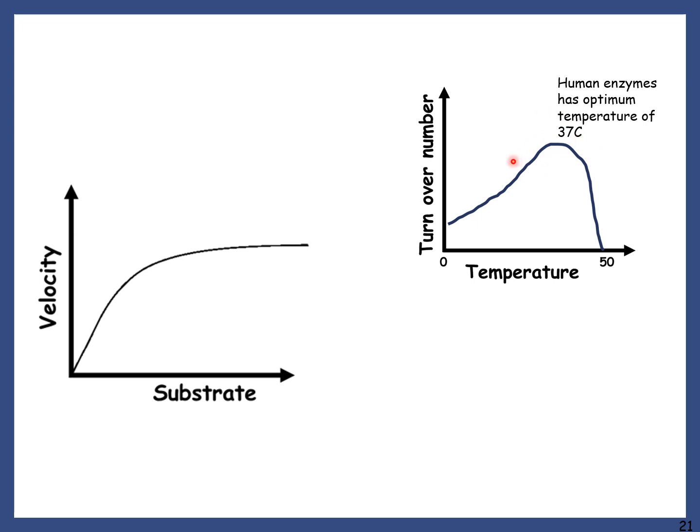This optimal temperature can be different for different organisms. For example, the bacteria found in hydrothermal vents would have a different optimum temperature for their enzymes.